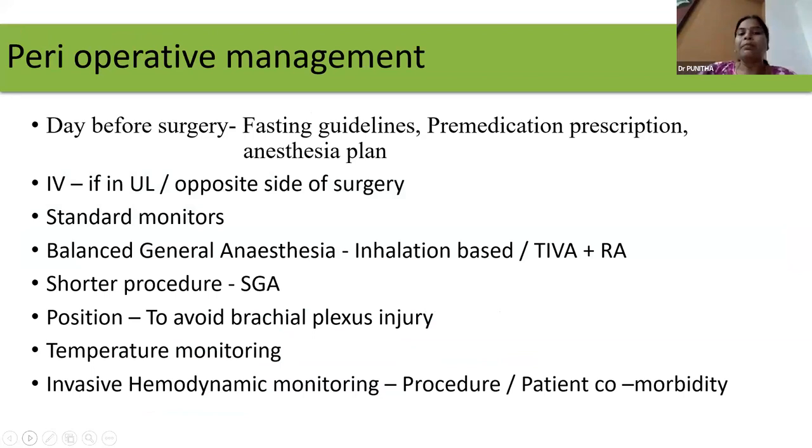So coming to the perioperative management, on the day before surgery, along with the fasting guidelines and the medication prescription, we have to explain the anesthesia plan to the patient. If we are planning to secure an IV in the upper limb, it should be in the limb opposite to the site of the surgery. Under standard monitors, balanced general anesthesia would be the ideal technique. The maintenance can be either inhalation-based or intravenous-based with or without regional analgesia. For shorter procedures, it is better to use a supraglottic airway like the laryngeal mask airway unless it is contraindicated, like in an obese patient or a patient with reflux.